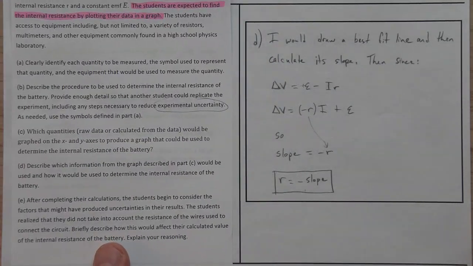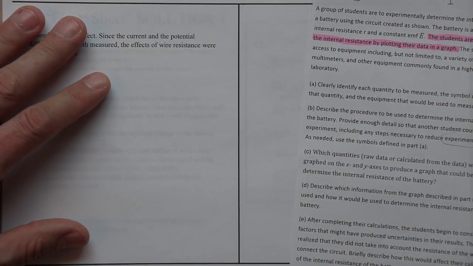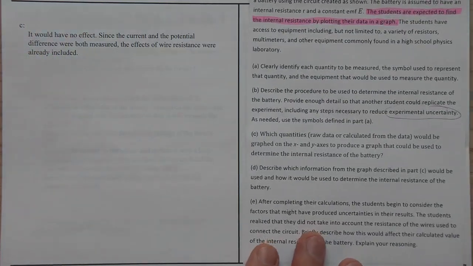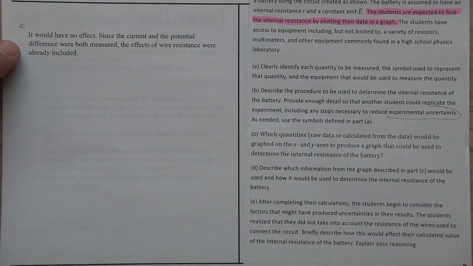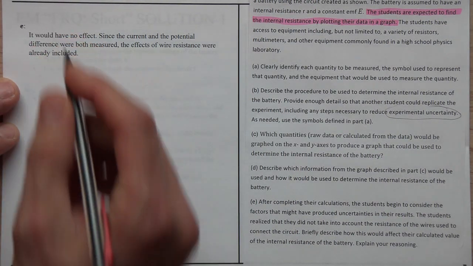After completing their calculations, the students begin to consider the factors that might have produced uncertainties in their results. The students realized that they did not take into account the resistance of the wires used to connect the circuit. Briefly describe how this would affect their calculated value of the internal resistance of the battery. Explain your reasoning. So, my answer, that says C, I don't know why, should say E, that doesn't matter, okay.